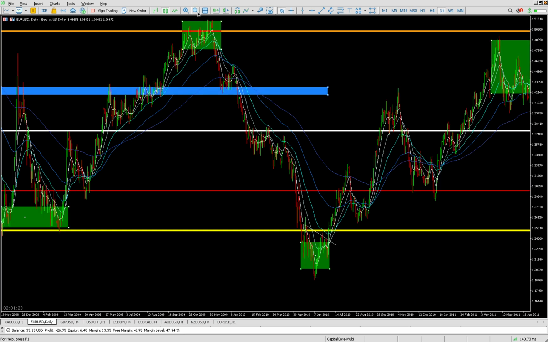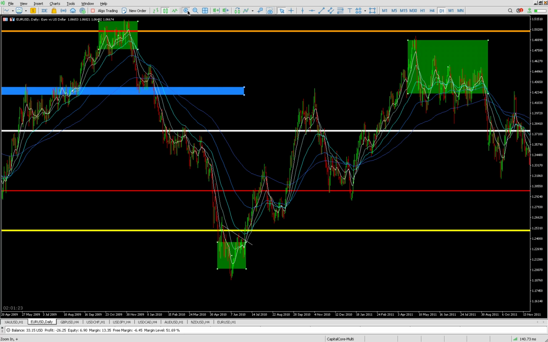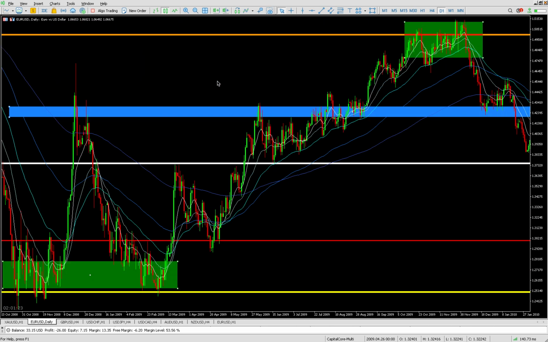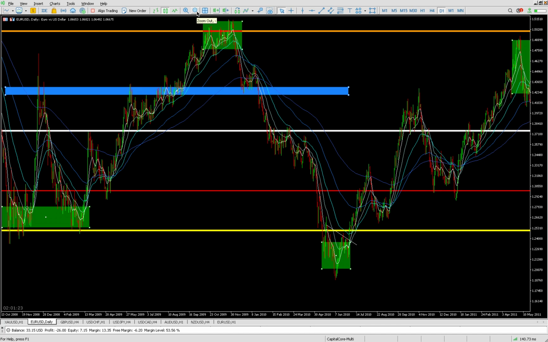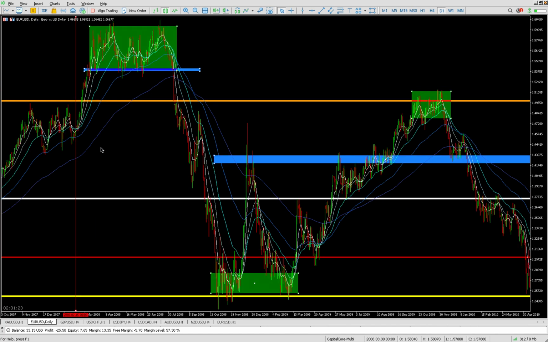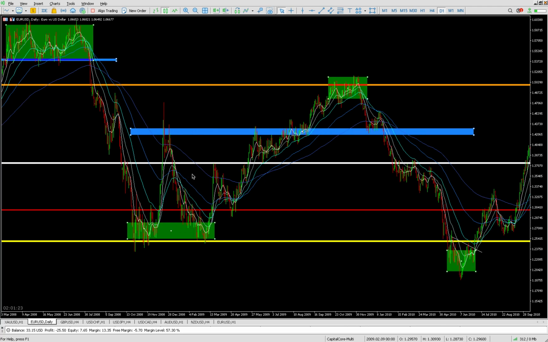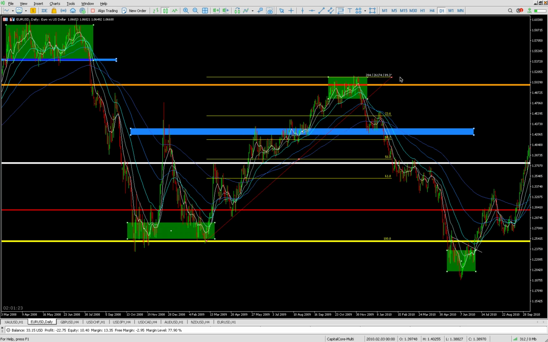So let me see. Where are we? Now remember, actually I need to zoom back out. We're here. We have to keep in mind the structure overall, right? But here's something. Let's try Fibonacci from here to here, and let's just see what happens.